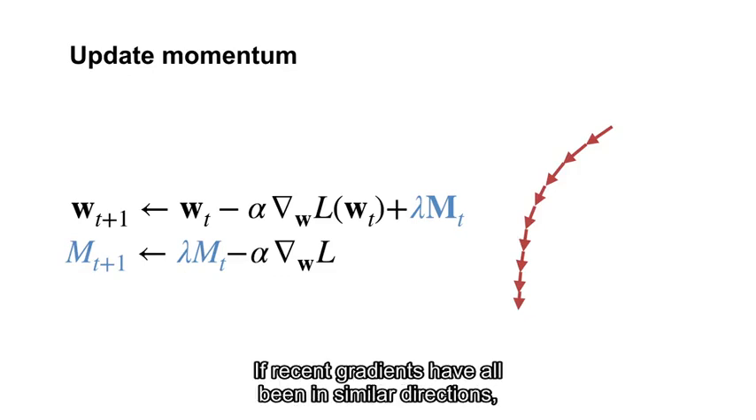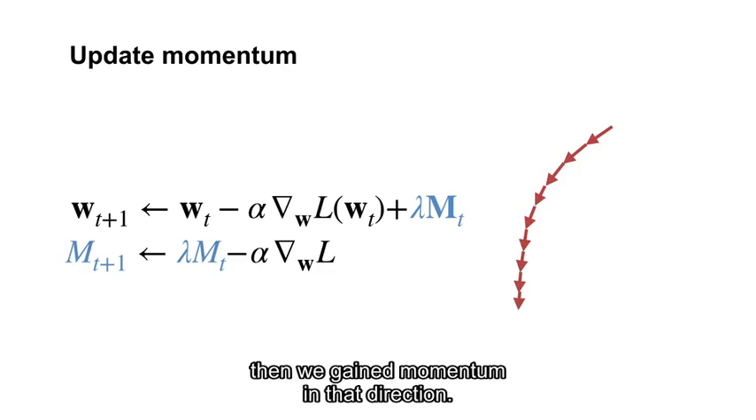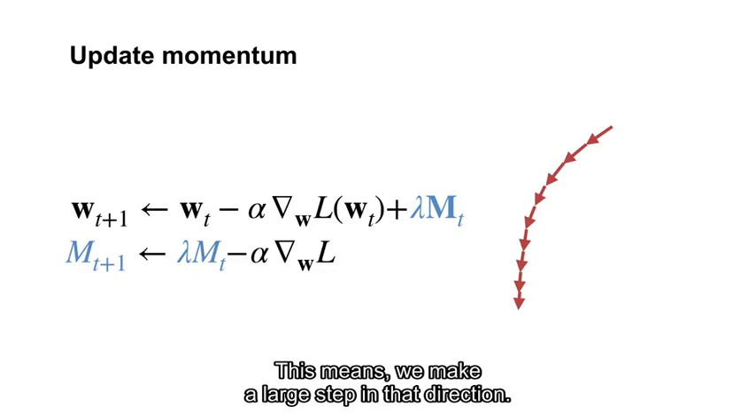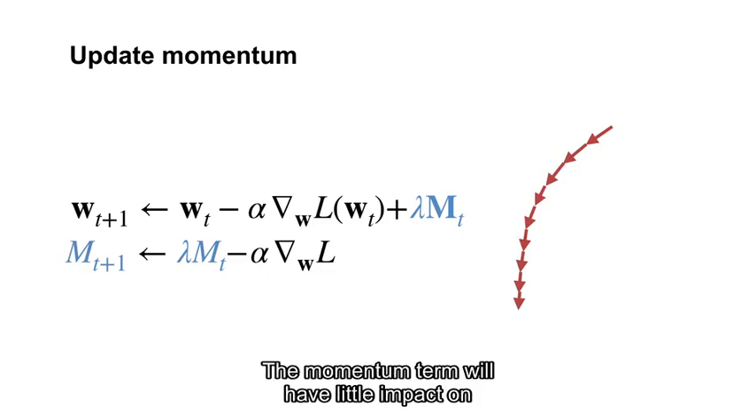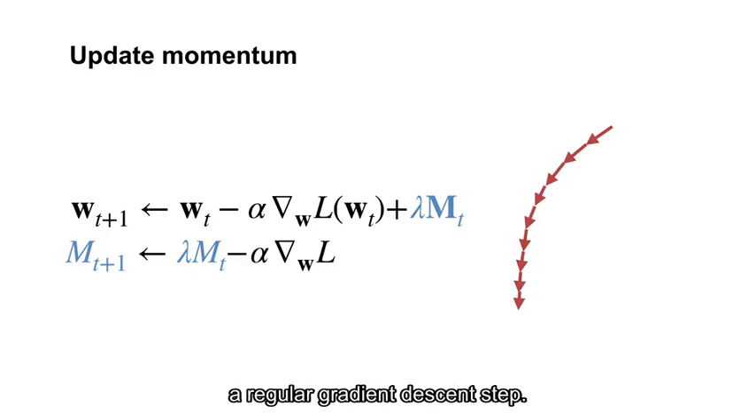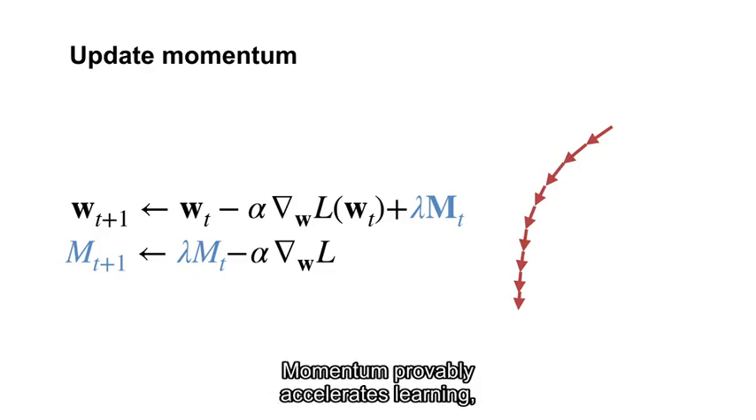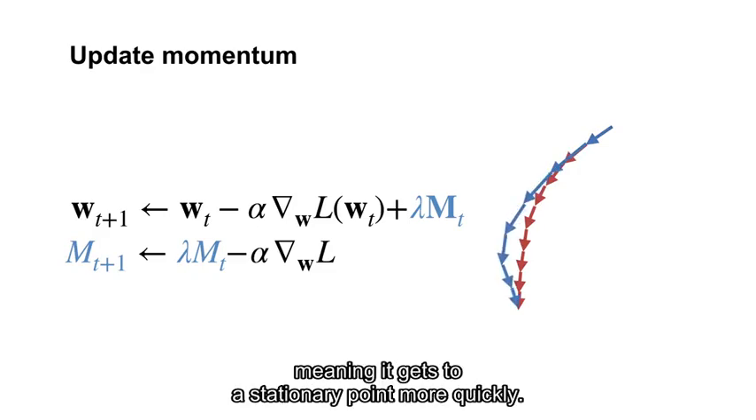If recent gradients have all been in similar directions, then we gain momentum in that direction. This means we make a large step in that direction. If recent updates have conflicting directions, then it kills the momentum. The momentum term will have little impact on the update, and we will make a regular gradient descent step. Momentum provably accelerates learning, meaning it gets to a stationary point more quickly.